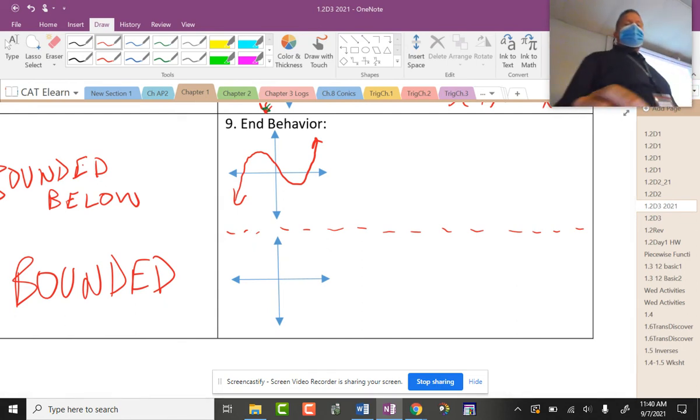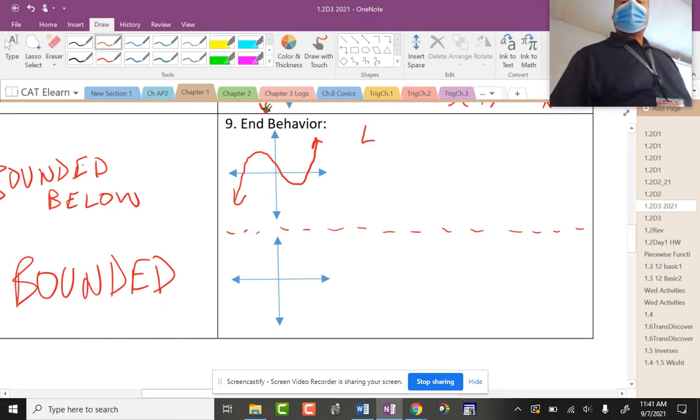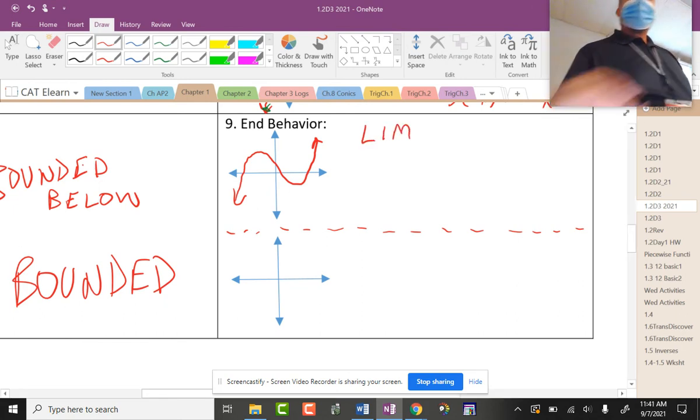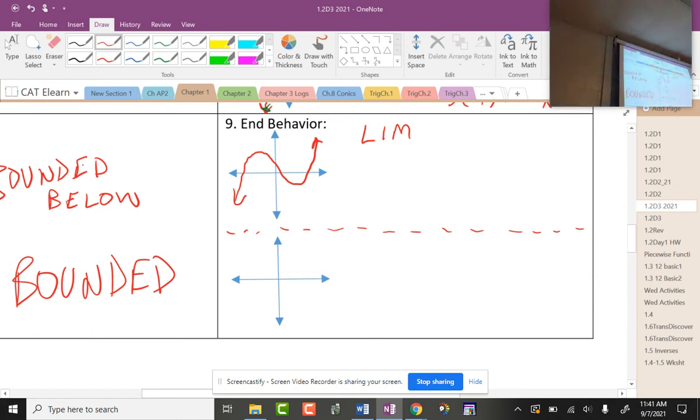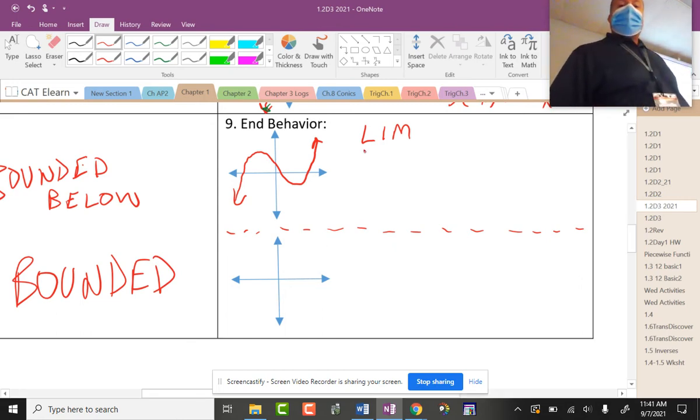Hopefully you remember this, and you did do this. I know you don't like hearing that, but you did. You've seen this before. What does lim stand for? Limit. And that's actually limit notation to describe end behavior. And then on the bottom for this first one, we're going to put x arrow infinity. And then we're just calling this graph f of x.